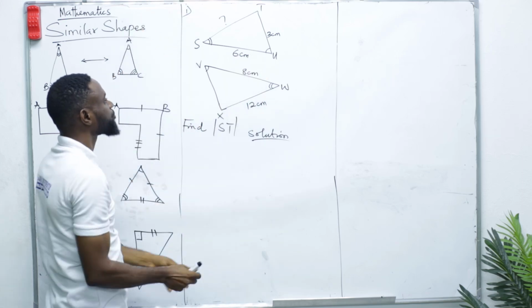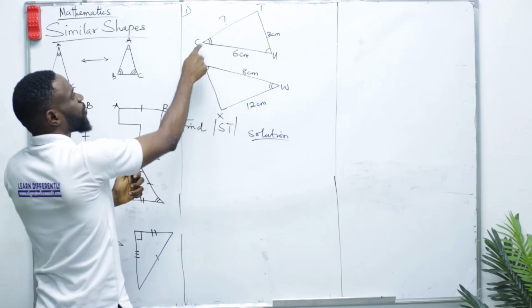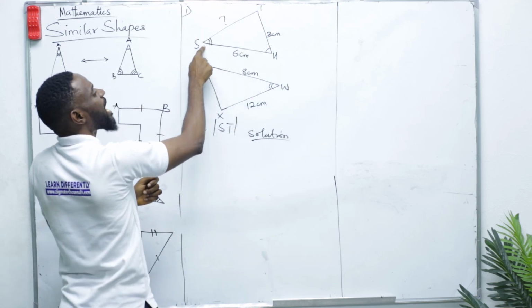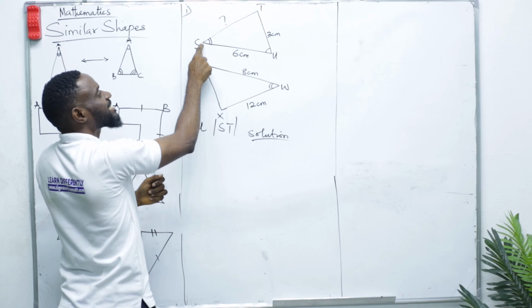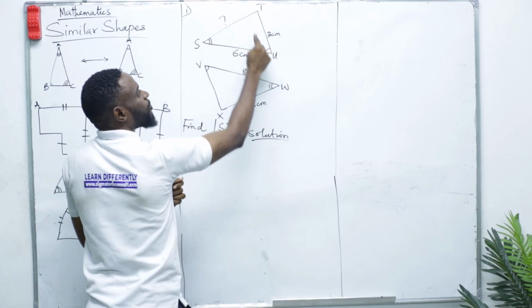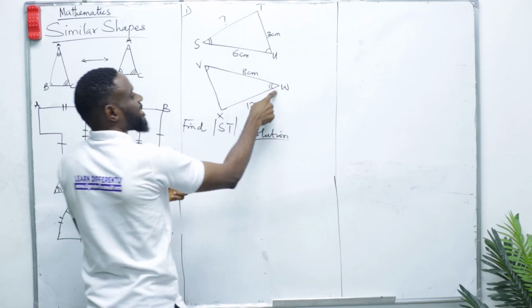Now look at this now. If you look at ST, it begins from where you have this double line to where there is no angle given, which is this place. Now look at it here.